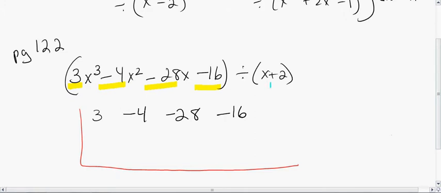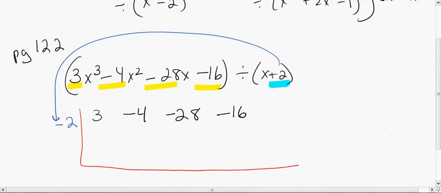And this is the number that's going to go on the outside. I'm going to leave the x out of it for right now. But what goes on the outside is not 2, but the opposite of 2. So this is actually going to be written as divide by negative 2.